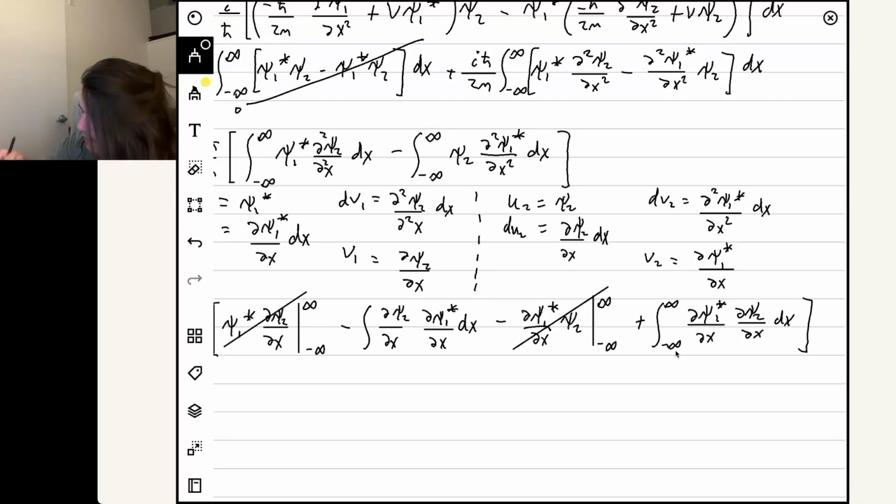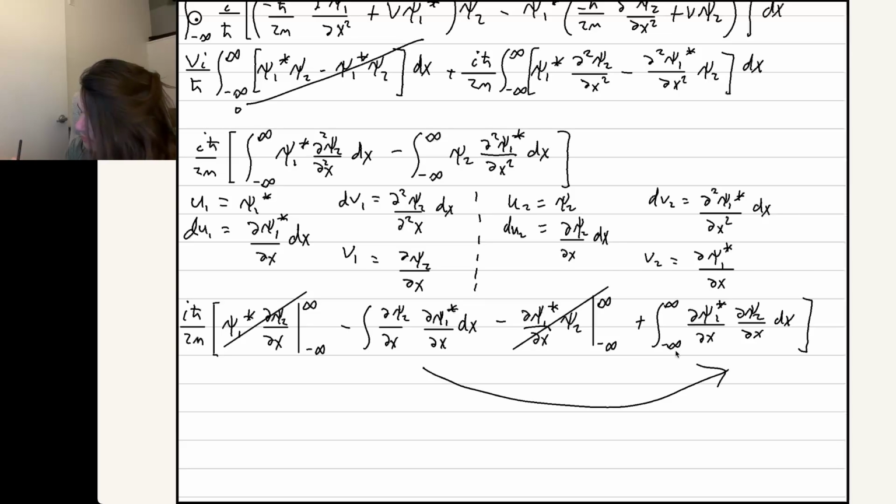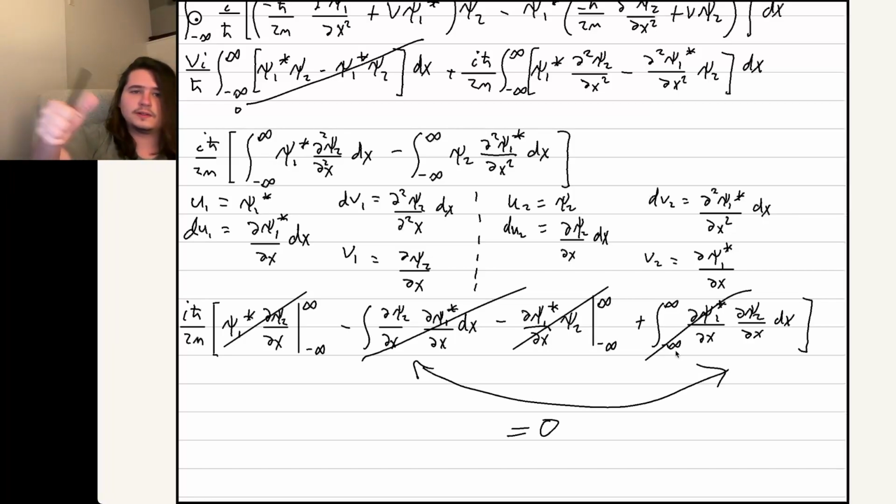And look at that. These two expressions are the same, so they cancel out. So the whole thing is 0, and the proof is good.